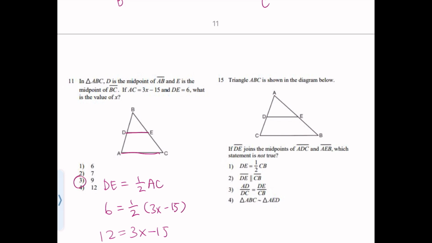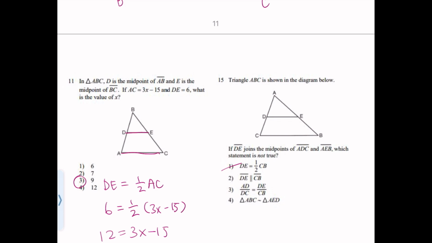Triangle ABC is shown in the diagram below. If DE joins the midpoints of AC and AB, which statement is not true? So number 1 says that DE is 1/2 of CB, which is true according to the theorem, since the midsegment is 1/2 of the third side.